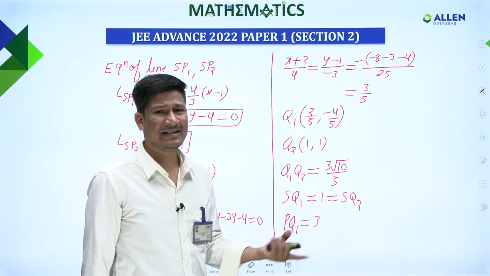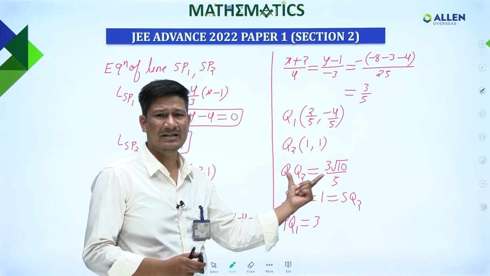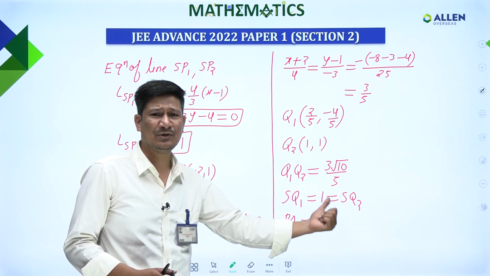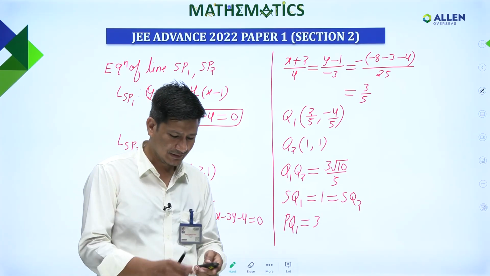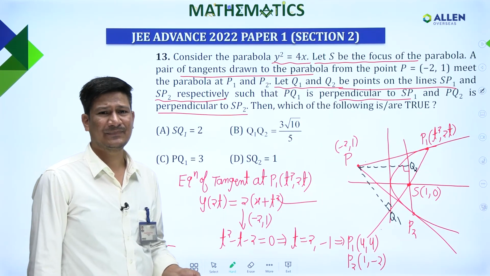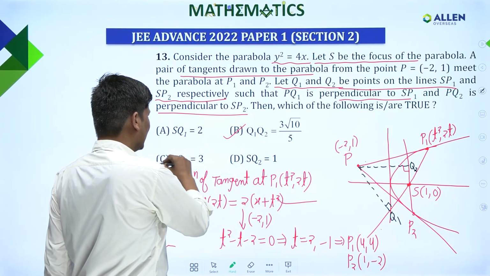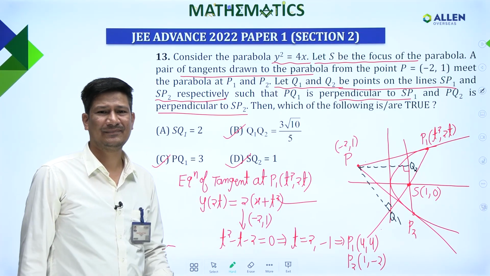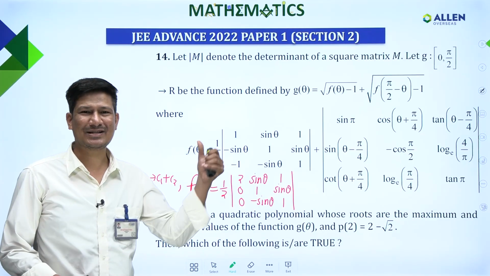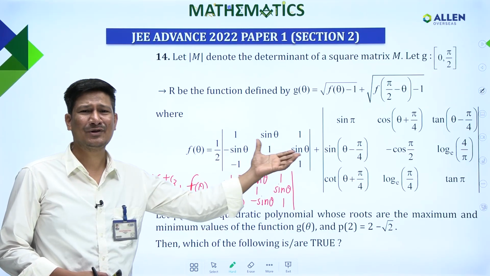Now guys, after that, it's a very simple question. You have to calculate this distance Q1Q2 by using the distance formula. SQ1, SQ2 and PQ1, all the distances you can calculate, and depending upon it, you can check the options. So you will see, after that, options B, C and D come out to be correct for that particular question. Hope everybody understood.